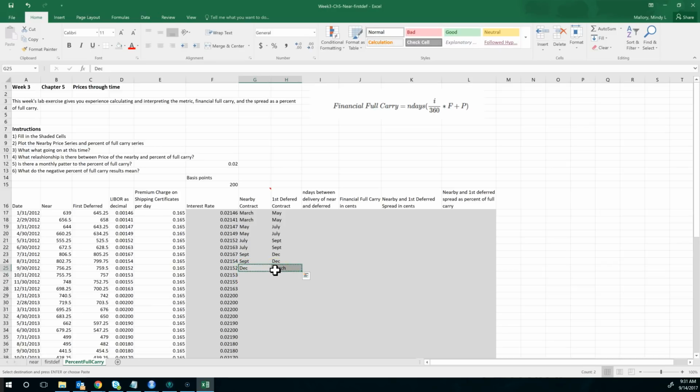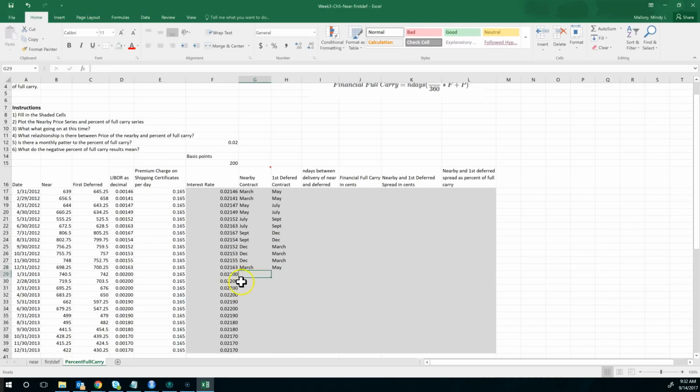And this is going to be true on October 31st and November 30th. But on 12/31, we roll over to March, and that makes May of the next year the first deferred. So that's true here as well in January and February. But now May becomes the nearby and July becomes the first deferred.